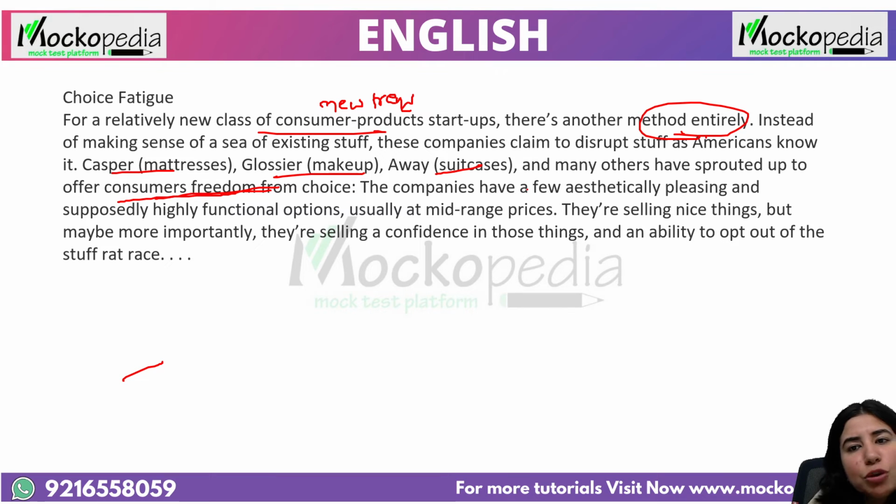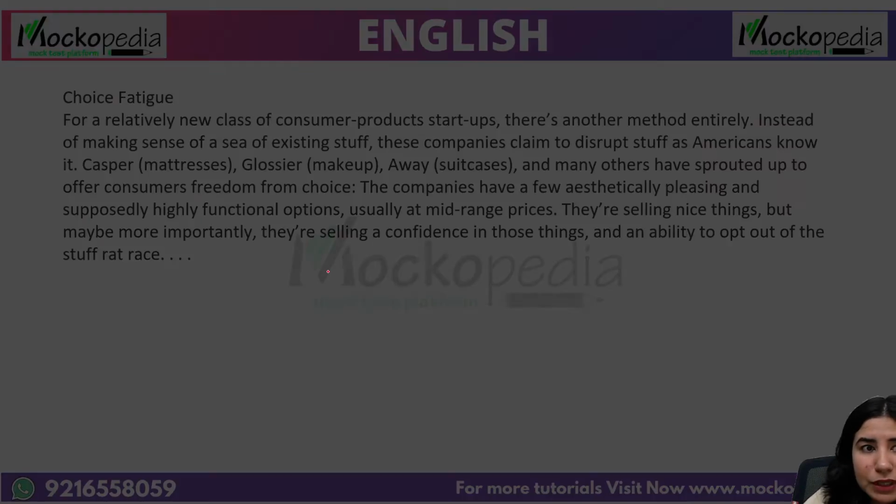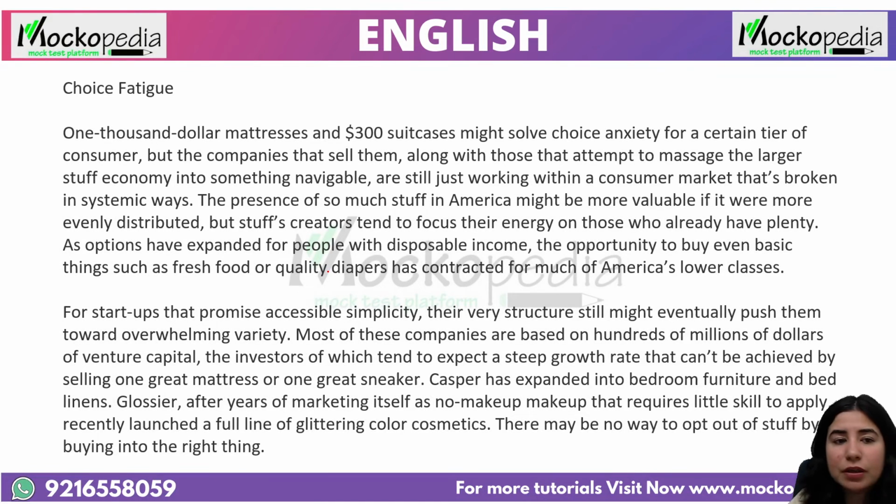The companies have a few aesthetically pleasing and highly functional options, usually at mid-range prices. So how are they giving freedom from choice? This is explained here. They are selling nice things, but maybe more importantly, they are selling confidence in few things and ability to opt out of stuff rat race, right? So I'm sure it is clear to you. Let's further read this. You can see how this is happening. The passage is trying to explain.